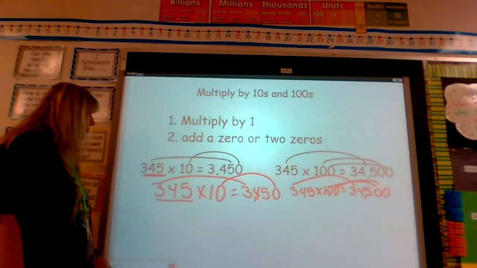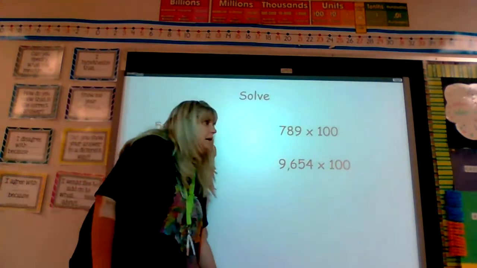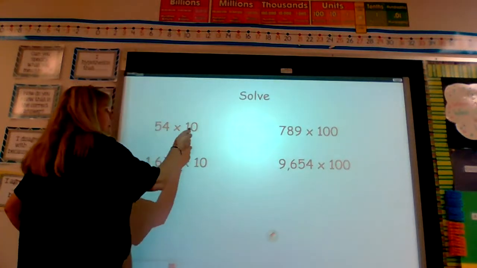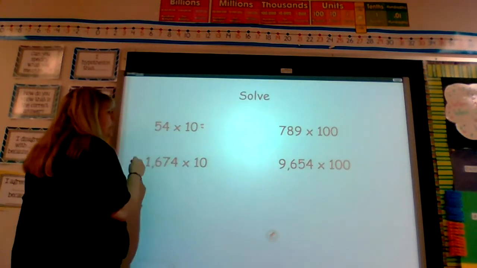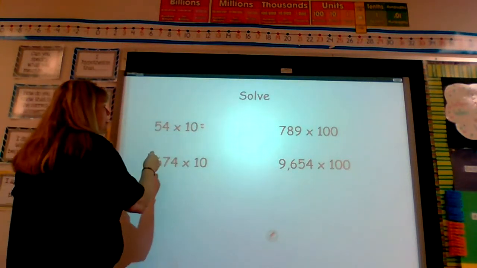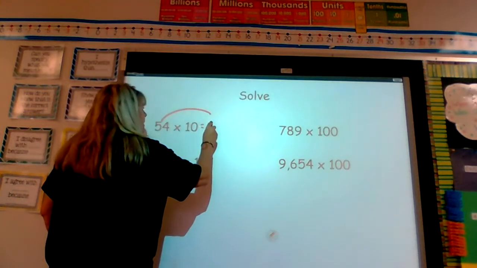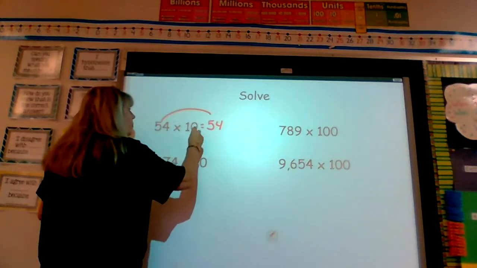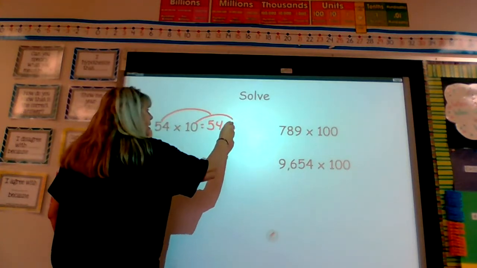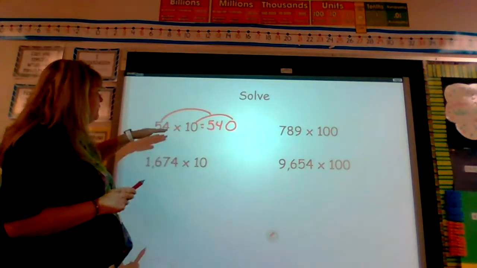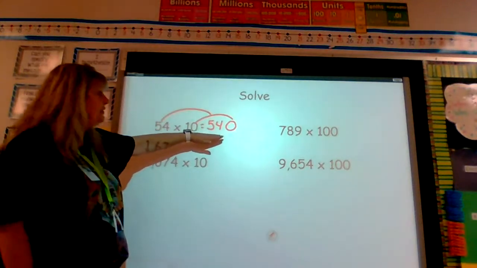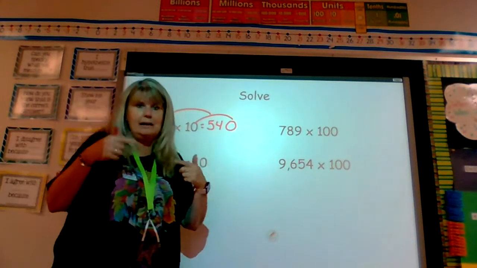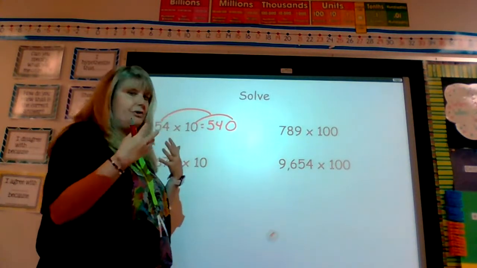So let's do a little practice. Okay, let's copy this down. So let's look at this first one. We've got 54 times 10. So I'm going to bring 54 over, and I'm going to bring the 1 0 from the 10. So 54 times 10 gives you 540. Guys, this is kind of like mental math where you can do this in your head.